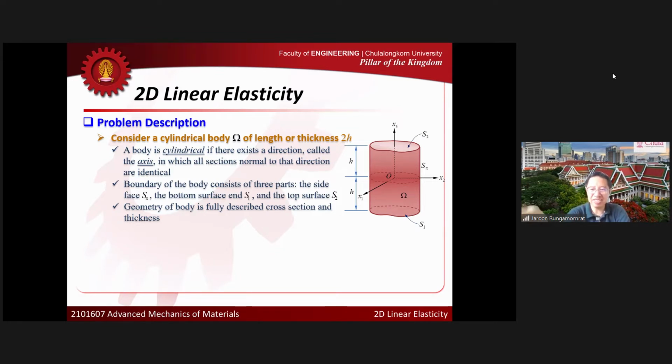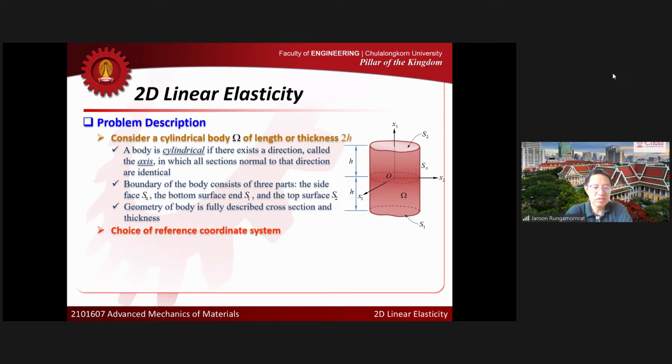Is that right? Because you can think that you make a copy of the cross-section in the coordinate direction, for the thickness 2h. Now you come up with the final body. So the information of the geometry is completely described by the cross-section and the thickness. Is that clear? Because there is no variation of the geometry in the direction of the axis of the body.